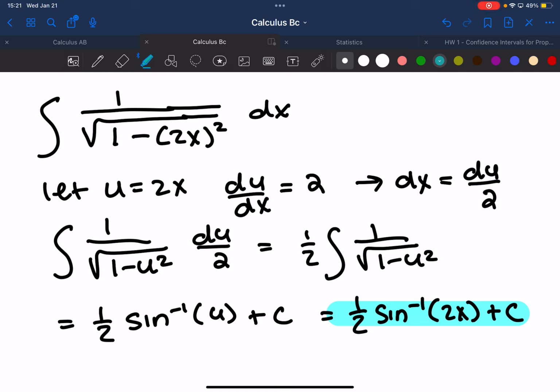So this one isn't bad if we had those inverse trig functions memorized. If you want to try u substitution on your own time, go back and do the whole process through u substitution. Let me know if you get an answer.